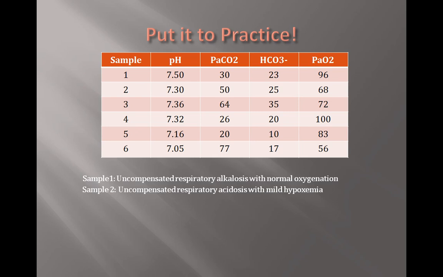Look at number 3. We have a normal pH, but our CO2 and the bicarb are abnormal. Let's look at which parameter more closely matches the pH. Now the pH is below 7.40, so it's on the acidemic side, as is the respiratory parameter, and the PaO2 is also below normal. So here, my summary statement would be a compensated respiratory acidosis with mild hypoxemia.